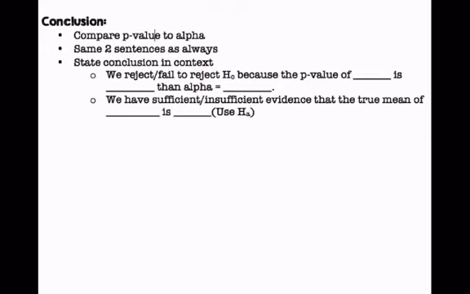We have sufficient or insufficient evidence that the true mean of whatever it is you're talking about is either, and we write our alternative hypothesis there.